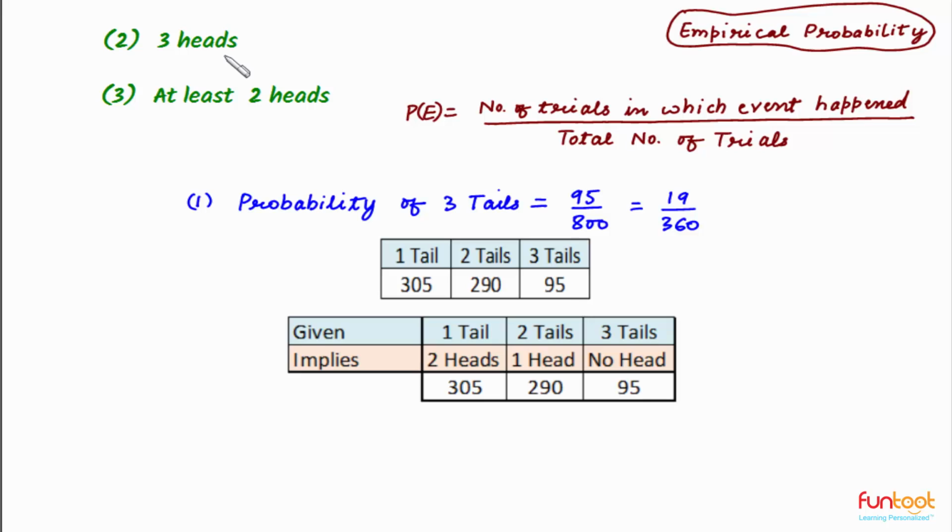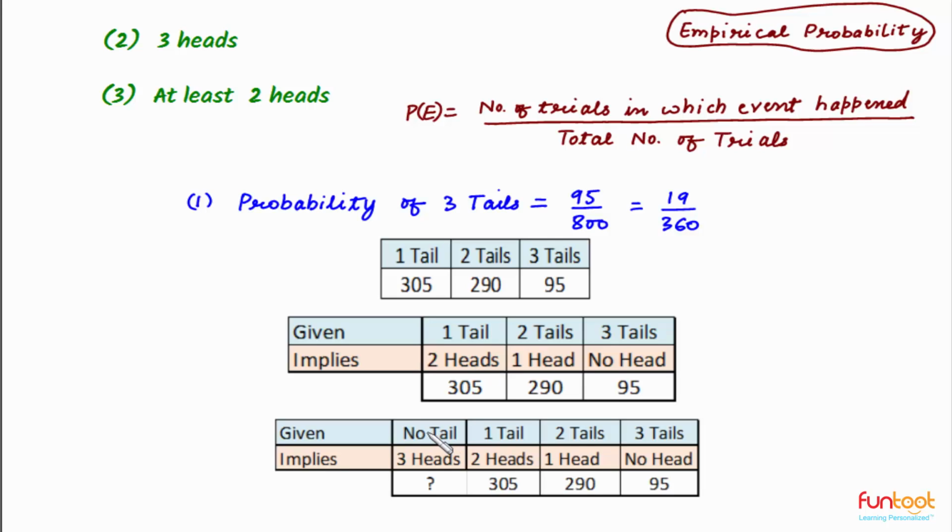But as we can see in the second part, we have to find the probability of 3 heads. And here we do not have information for 3 heads. Naturally, when all 3 turn up heads, there will be no tails. So here we will add one more column of no tails, and that would mean 3 heads. But what will be the value here? We know that the total number of trials here is 800. We will add these 3 values and subtract it from 800 to get the value here. On adding these 3, we will get 690, and from 800 if we subtract 690, we'll get 110. So here we will have 110.